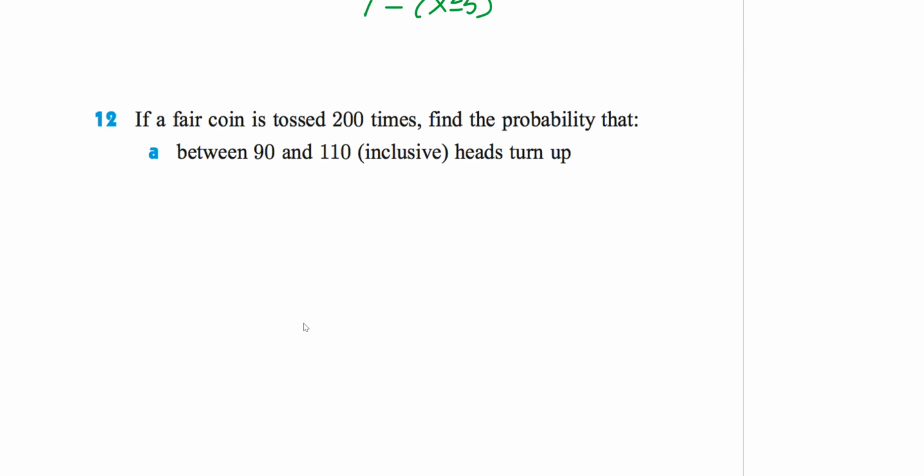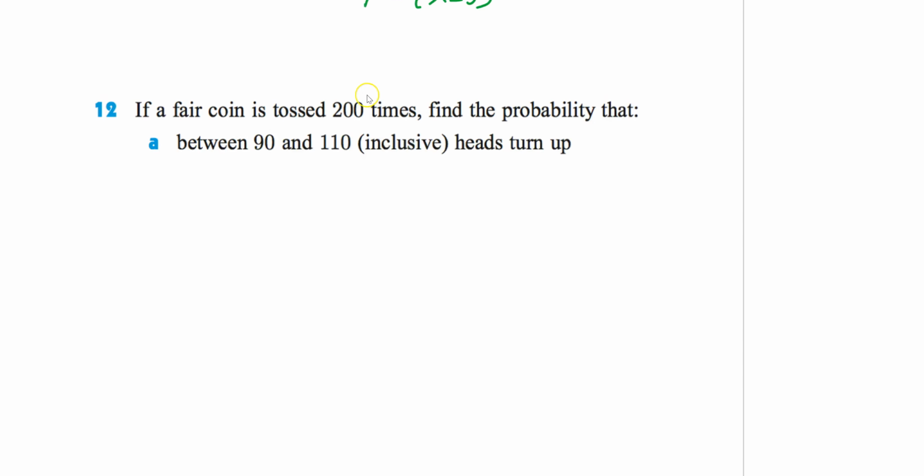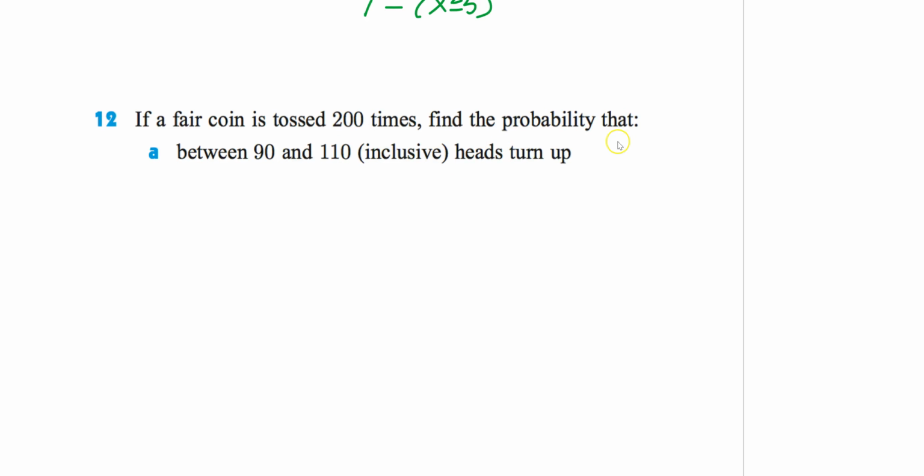Next one's a little weirder, so let's talk about this one. If a fair coin is tossed 200 times, find the probability that between 90 and 110 inclusive heads turn up. So that's the part that I want to talk about, because this part's still easy.